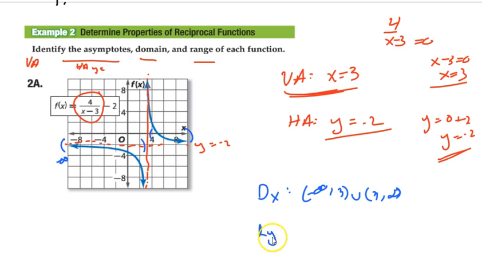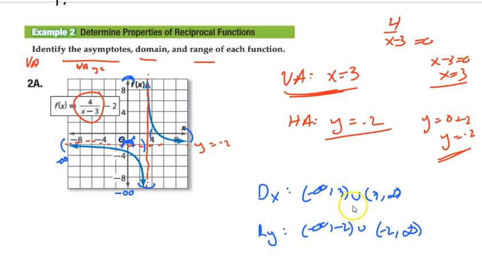Similar for the range, low to high. The lowest I see right here is negative infinity. Then I have to stop right here at the asymptote, because my graph isn't going to go past that. So negative infinity to negative 2. Union, we start again at the asymptote and go up into infinity.